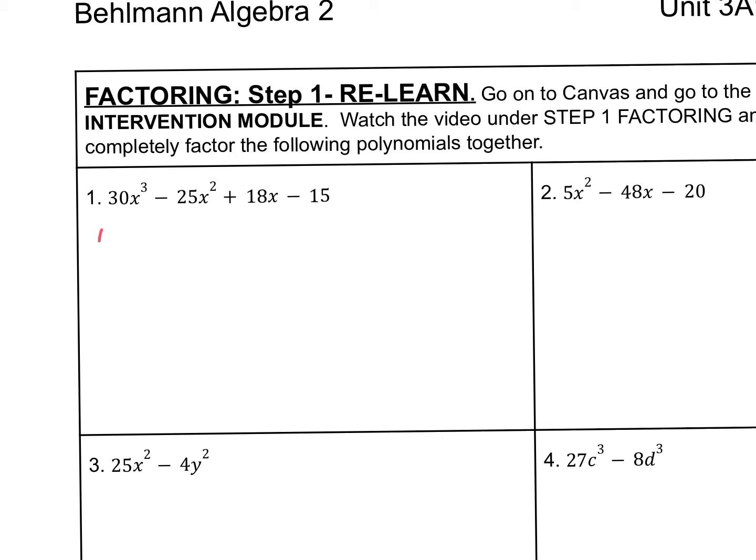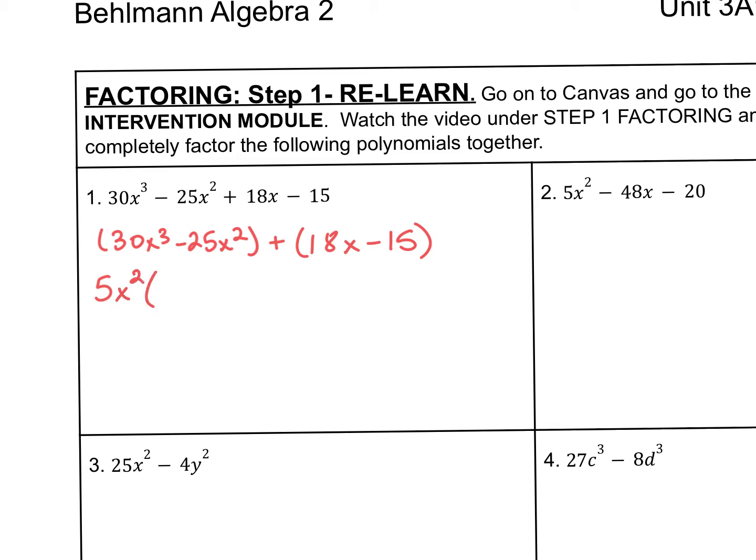We'll go ahead and group the first two terms together, put a plus sign, and group the next two terms. And now we check for a GCF in each one. So 30x to the third and negative 25x squared. We'll start with just the 30 and the negative 25. They both have 5. Then we check for a variable. If one has x to the third and the other has x squared, they both have x squared.